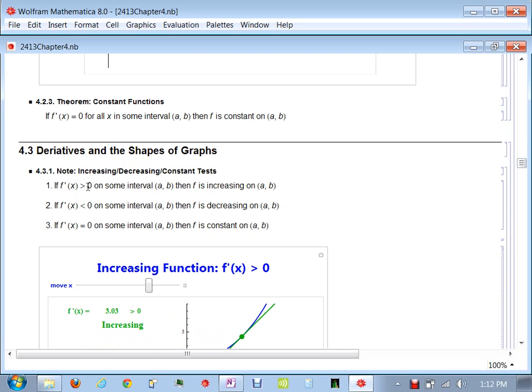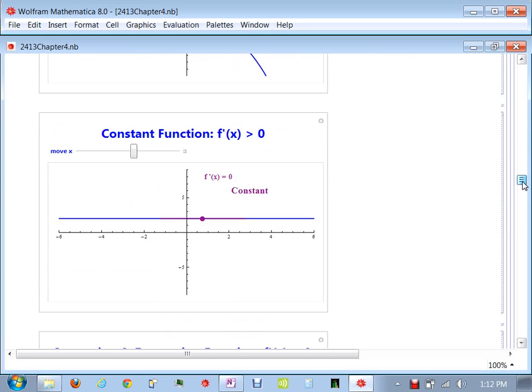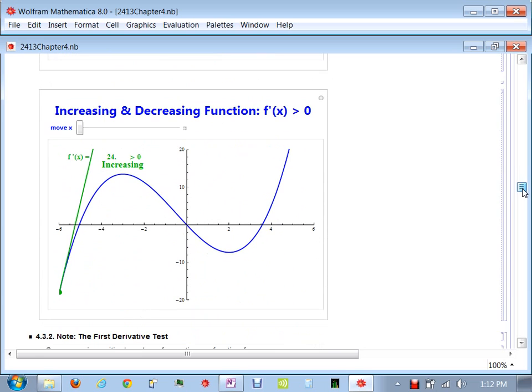And that's what that first note in this section says. If the derivative is positive on some interval AB, then f is said to be increasing on that interval. If the derivative is negative on an interval, then it's said to be decreasing. And if it's 0 on an interval, then it's constant. So this tells us that we can look at a derivative and tell a lot about the function.